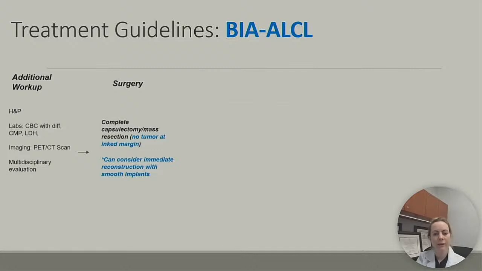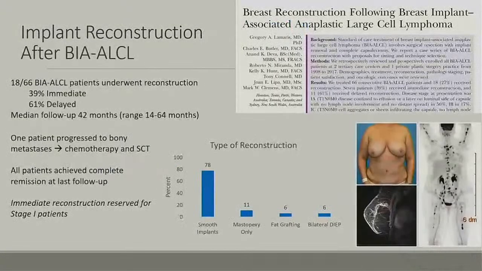So for ALCL, this is typically treated with complete capsulectomy, and as long as there's no mass invading beyond the capsule, we typically recommend just no tumor at the inked margin. Now, we have found that it is safe and reasonable to perform immediate reconstruction with smooth implants.